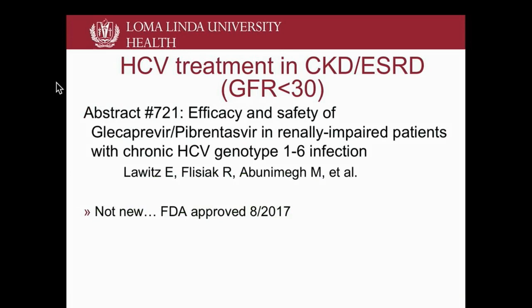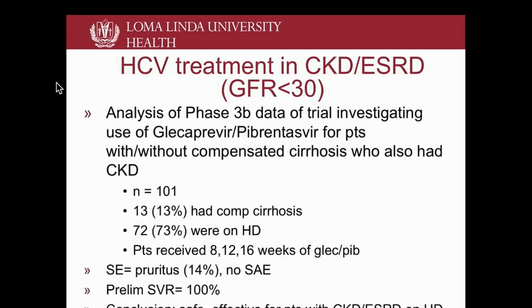So this abstract looked at, again, not new data, but this looked at the phase 3 data for glecaprevir, pibrentasvir, which is Mavyret, in renally impaired patients with chronic hepatitis C, genotype 1 to 6. There were 101 patients. 13% of them had compensated cirrhosis. 73% of them were on dialysis, and they received varying durations of Mavyret. Side effects were mainly pruritus. There were no SAEs. Prelim SVR was 100% in this previously difficult to treat population.